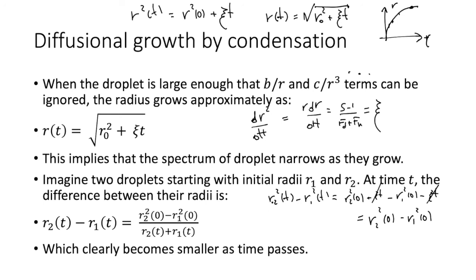Now, divide everything by r2 plus r1. Let me write it here: r2 minus r1 as a function of t. This is r20 squared minus r10 squared, which is a constant and will remain a constant at every t, divided by r2(t) plus r1(t). These are going to get bigger with time, and these are going to stay the same. And so the difference between the radii is going to get smaller and smaller and smaller.